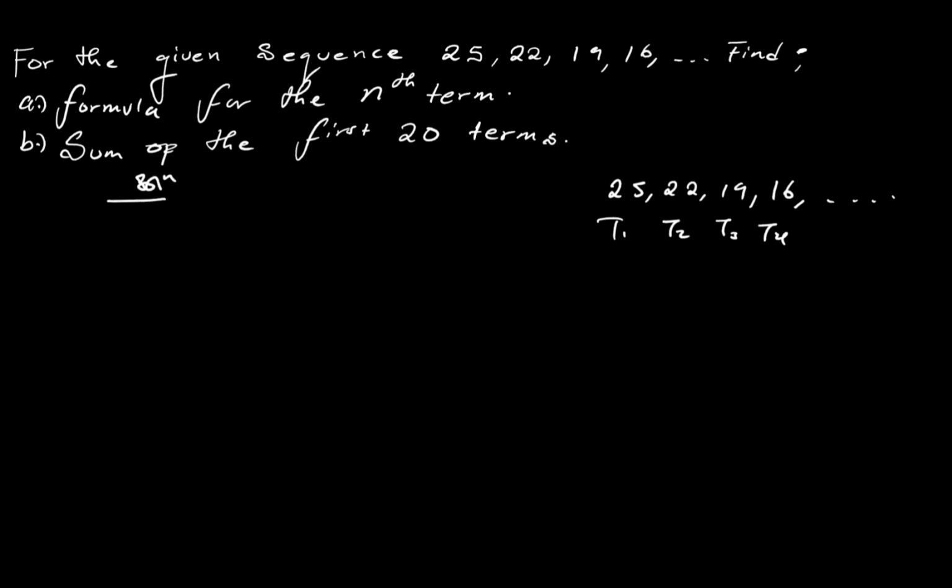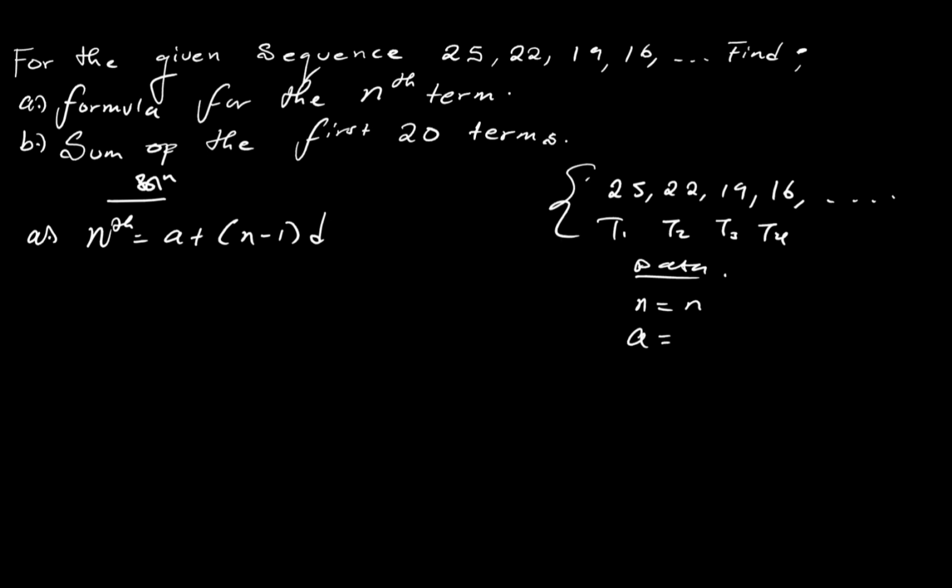So to find the formula for the nth term, we use the nth formula, where we say nth is equal to a plus open brackets n minus 1, then d. Then all we need to do is to collect data and determine the values of the following. Let's know the value of n. Now for the formula of the nth, we need to understand that the value of n will always be n, and that the first term depends on what you've been given in your sequence, which is in this case 25.